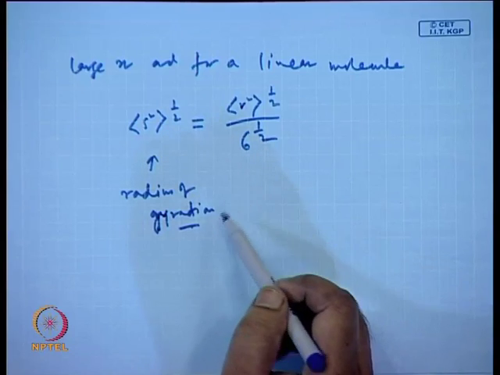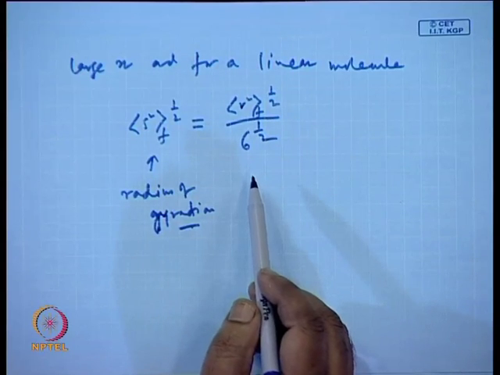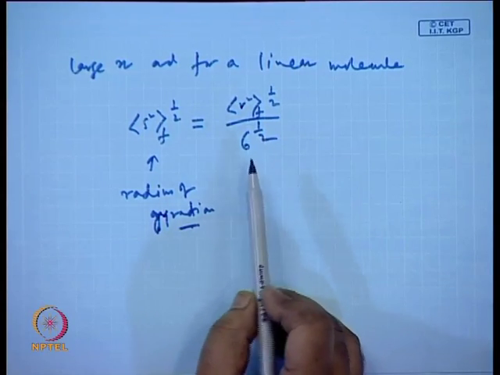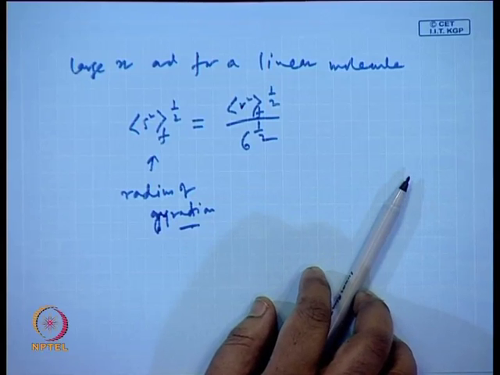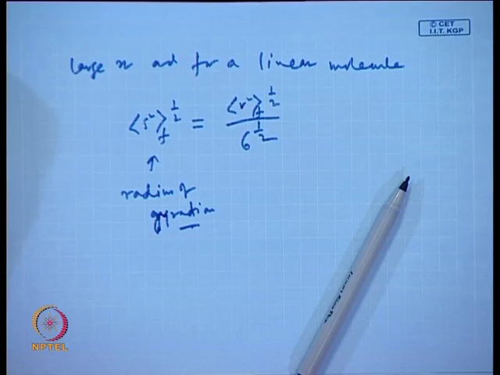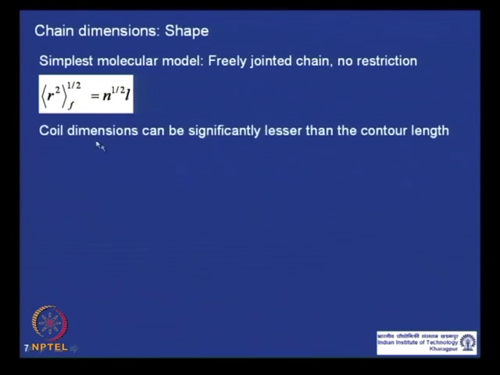So, these relations can be shown that, if you put f here, for a freely rotating chain we can get this expression. So, we are writing for a simple molecular model, which is a freely jointed chain with no restriction. We have now shown, using the Gaussian distribution function or random coil approach, that it has this relation, which means that coil dimensions will be significantly lesser than the contour lengths.